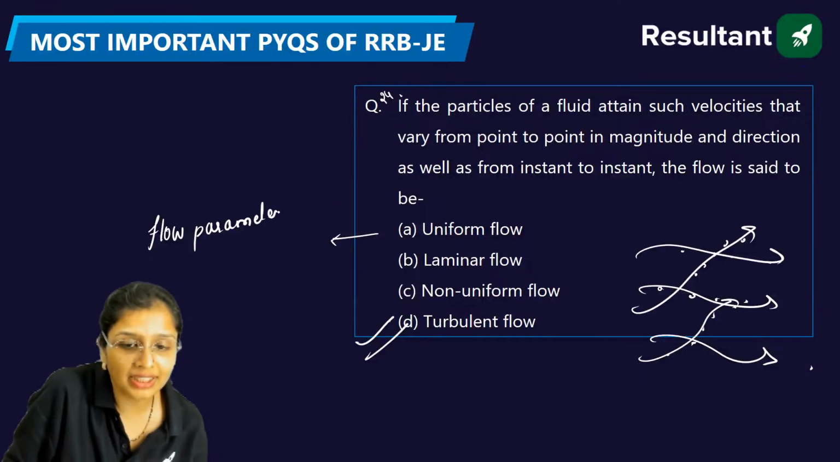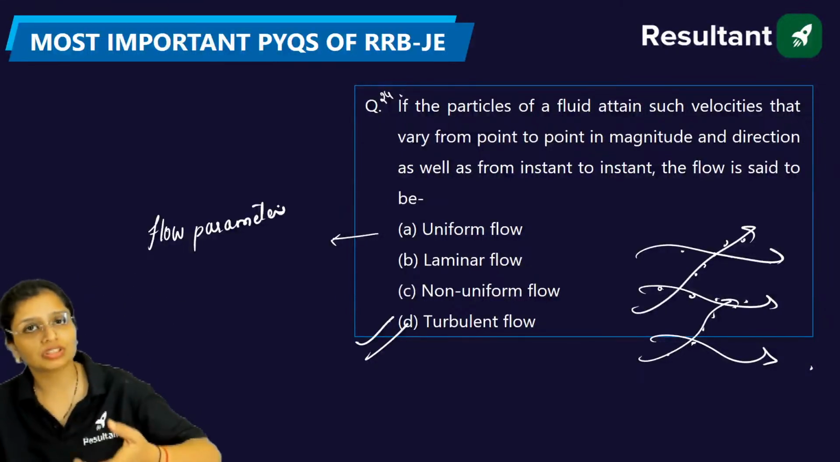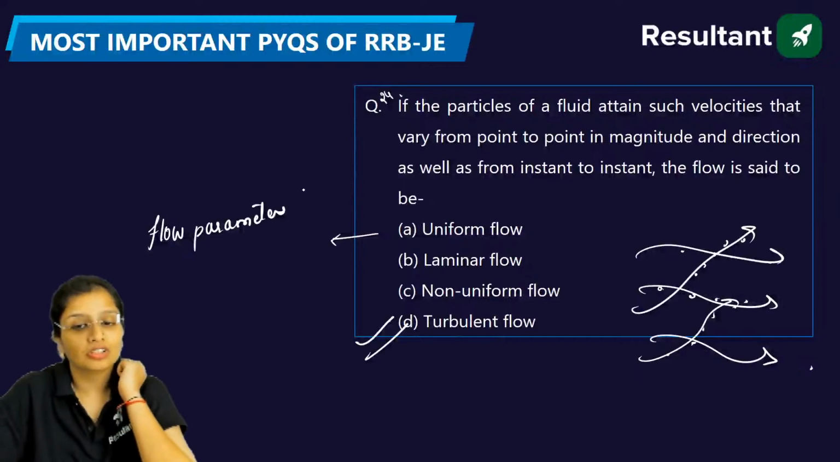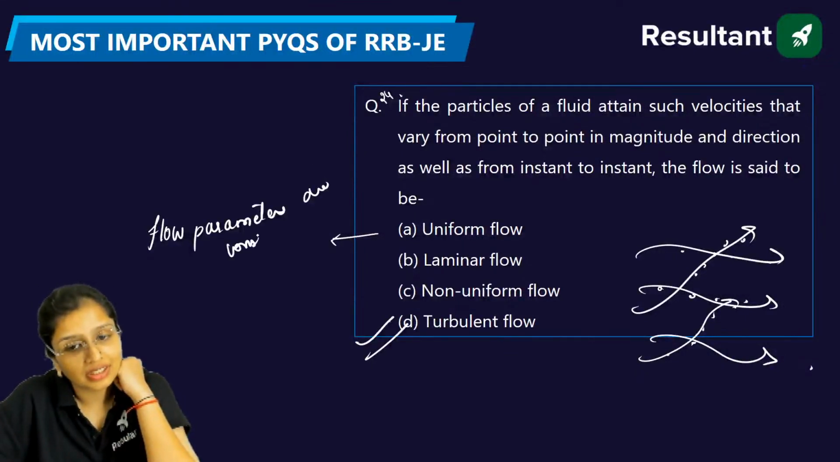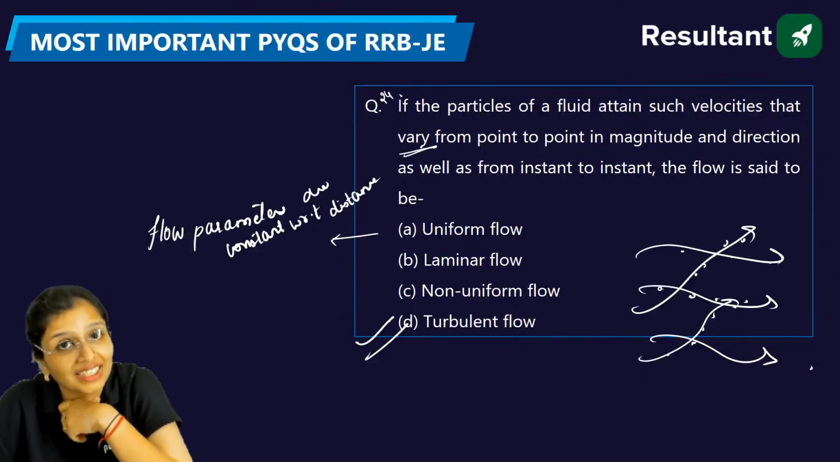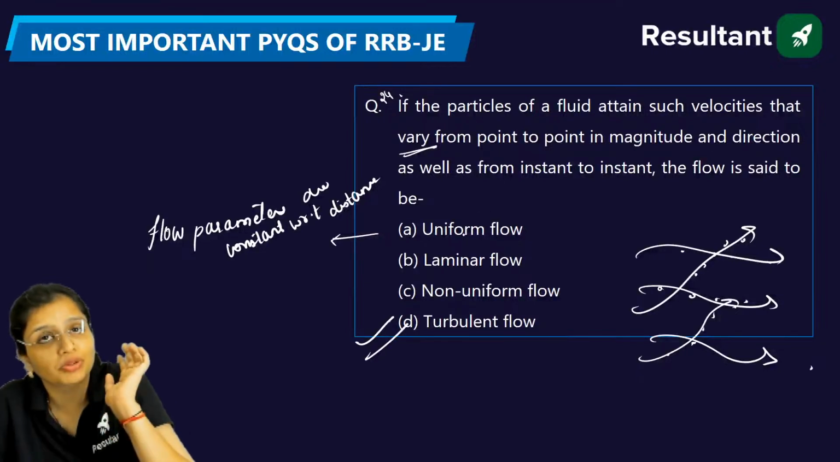That means neither the discharge will change, neither the velocity will change, neither the depth will change. So flow parameters are constant with respect to distance. So here it has stated that it is varying. Varying means changing. So if it is changing, it cannot be uniform.